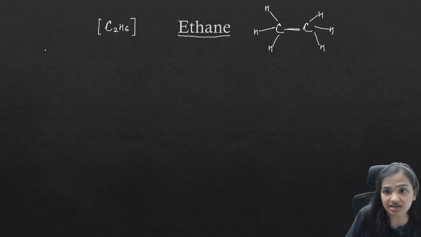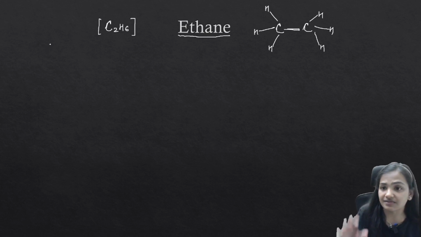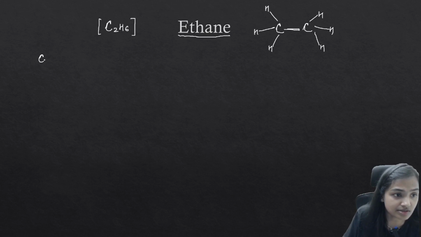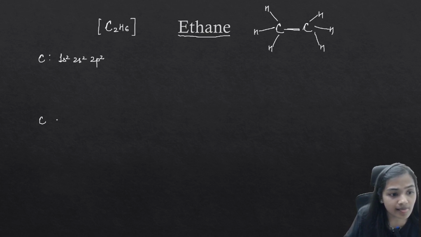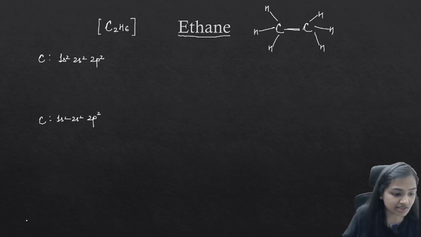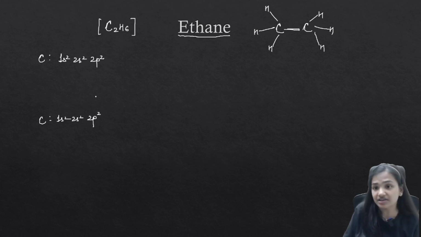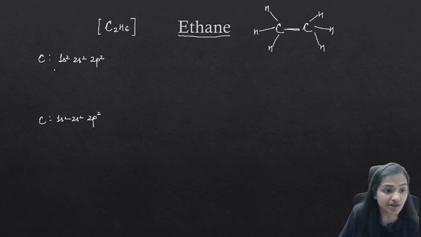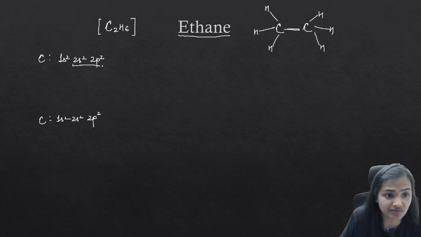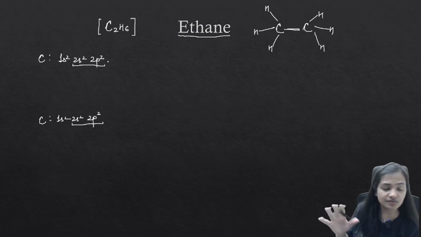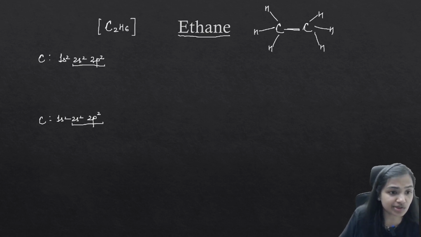Let's talk about its hybridization. In ethane, we have 2 carbons as the central atoms. One carbon and the other carbon both have the electronic configuration 1s2, 2s2, 2p2. Please go through this complete session, it's very important and you will definitely learn something new. Whenever there is bonding, only the valence electrons participate in bond formation, and in the second shell we don't have 2d, so only 2s and 2p will be there.